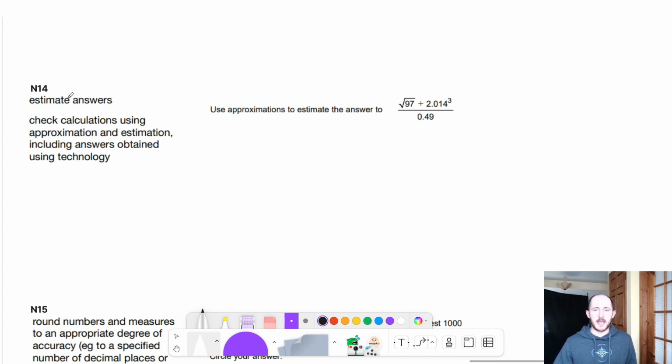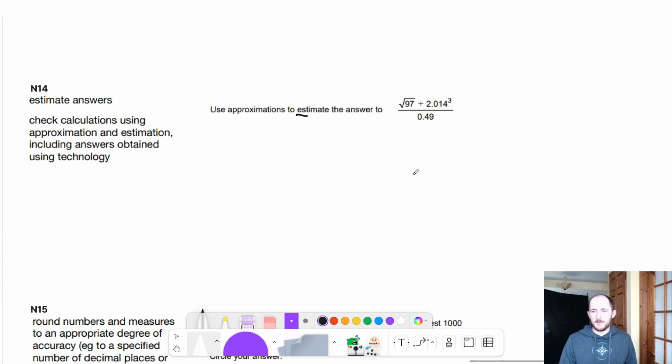Part 14, you need to be able to estimate answers. So check calculations using approximation and estimation, including answers obtained by technology. Sometimes they'll say, Sam says that this is equal to a very specific decimal. Using estimation, test if that answer is correct, or they may literally just say, use estimation for this, something along those lines. So here is what I would do to make my life easier.